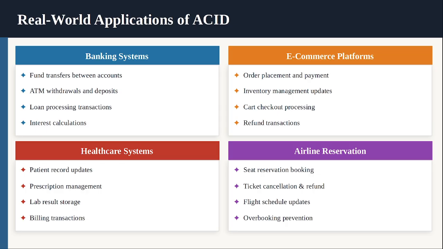Let's look at some examples. In banking systems, it is used for money transfers, ATM withdrawals, and internet transactions. It makes sure no money is lost or added wrongly. In e-commerce platforms, it helps in order placement, payment, updating stock, and refunds. Everything must happen correctly for the customer.